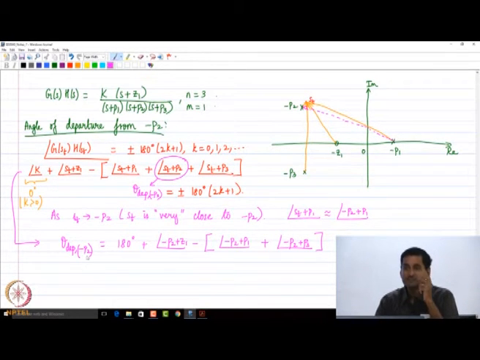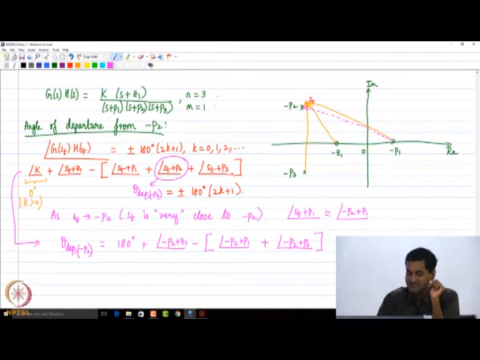So, the angle of departure from a complex open loop pole is going to be 180 degrees. Of course, this becomes plus or minus 180 degrees times 2k plus 1, I just take the positive 180 degrees with k equals 0, that is it. You can take even the other way around, that doesn't matter at all. So, I just take 180 degrees plus this, the angle made by the open loop zero with the corresponding open loop pole, the vector drawn from minus z1 to minus p2.